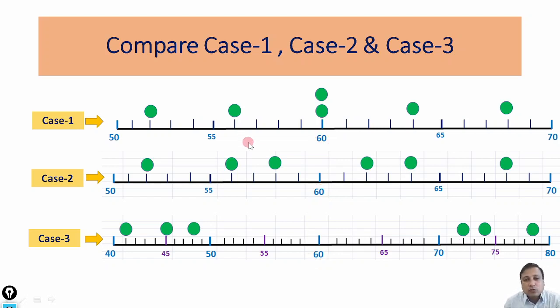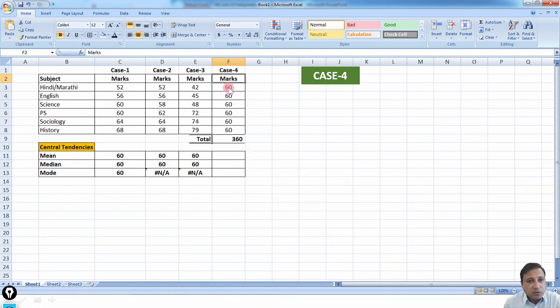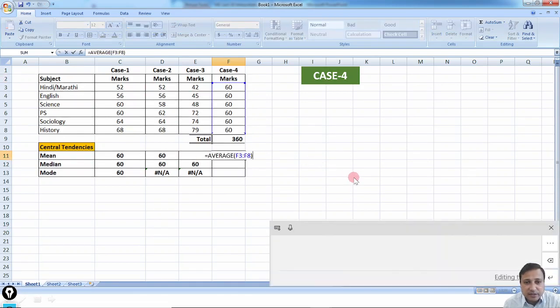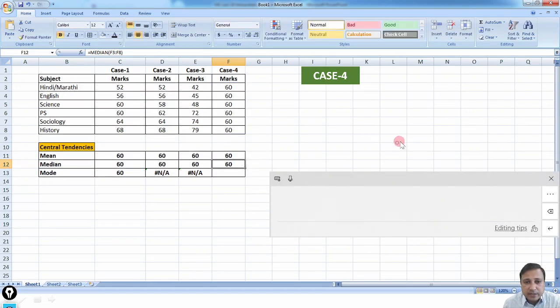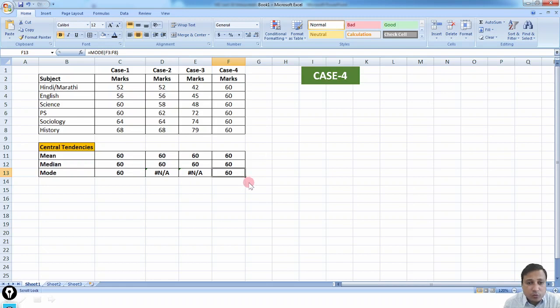Now let me take you to the last example. Here again, case number 4. Suppose there is a student who has got exactly 60 marks in each subject, and if I compute mean, median and mode, what would be the answer here? What would be the mode? Mode would be 60 because 60 came 6 times. Here we find the mode.